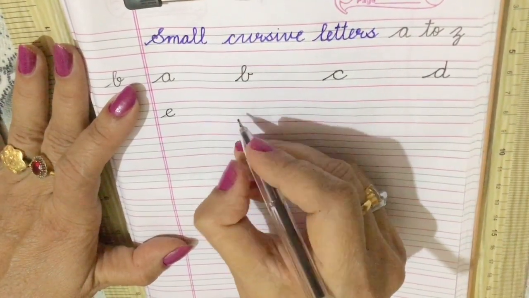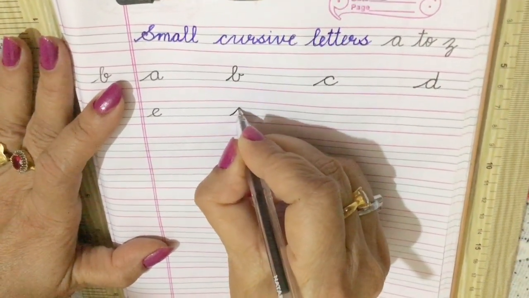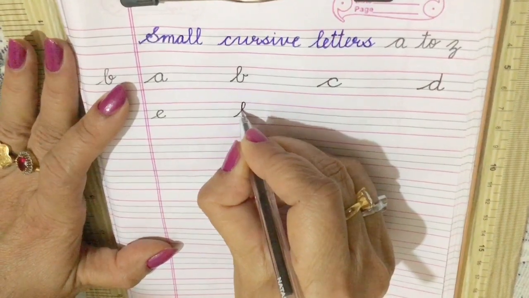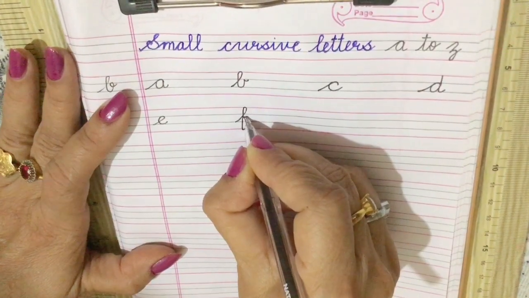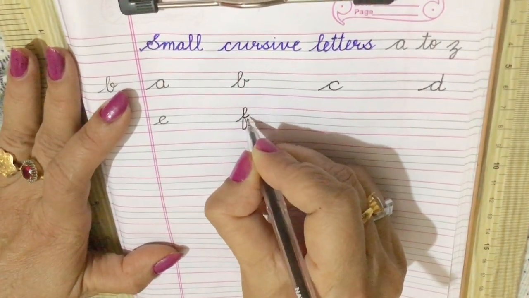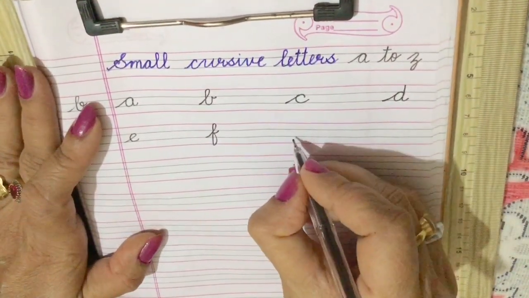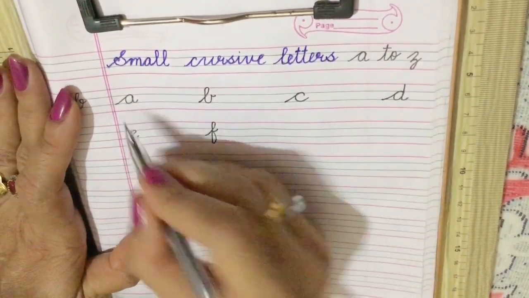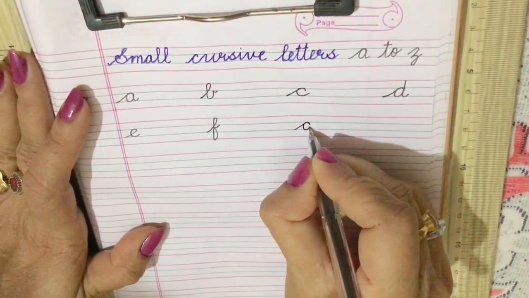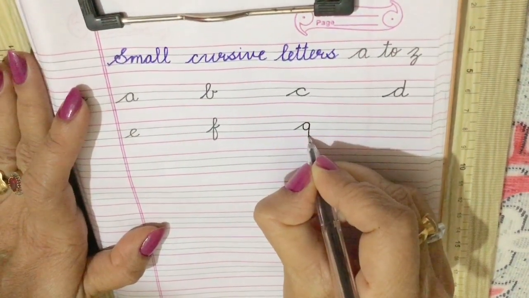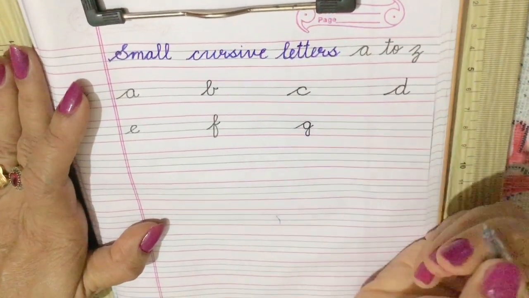Now after E, write letter F. You will go up, upper loop, then straight down, lower loop, close it here and make a curve here. After letter F, we'll write letter G. We'll write letter G with the help of letter A. First you will write letter A, close it. Now come straight down and make a loop here and close it and end with the tail.